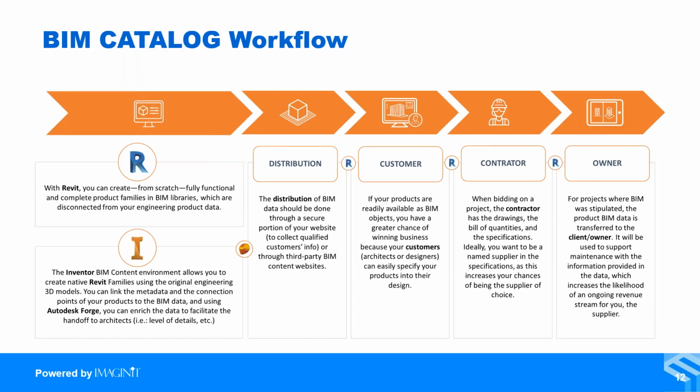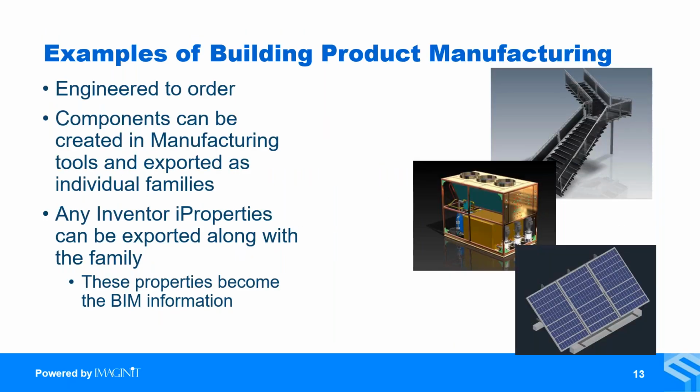We talk about generating Revit families from Inventor. I'm talking about, I have a specific component that I want to send the geometry and the information about that component over to Revit. That's where that's going to come in. So what we're really looking at more is this idea of building product manufacturing. And when we're looking at product manufacturing, this is the idea of engineered to order. Components can be created in the manufacturing tools.